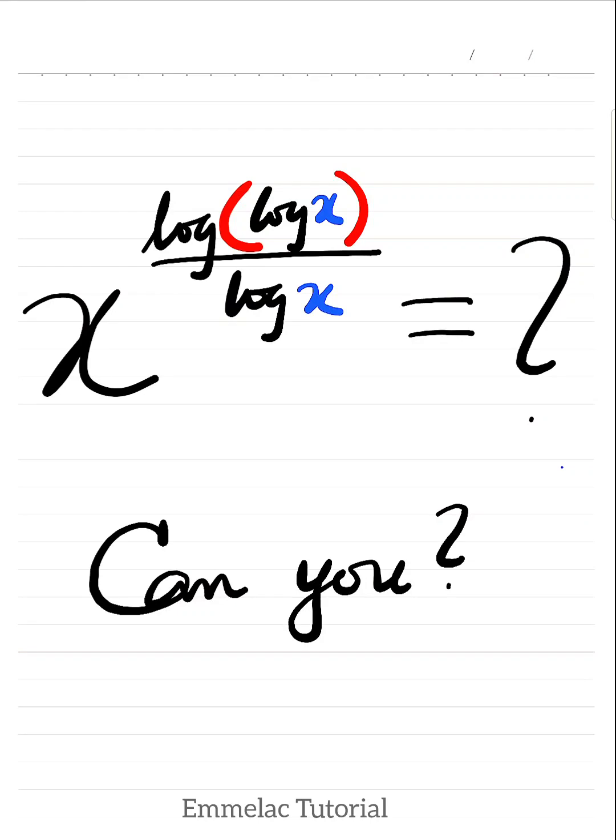Let us look at this interesting exponential logarithmic expression, and it shows x raised to the log of x all over the log of x. So all we just need to do here is to simplify. So how then do we do this simplification? All right, let's get started.